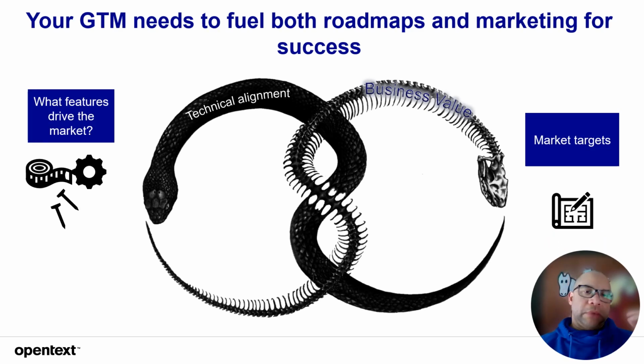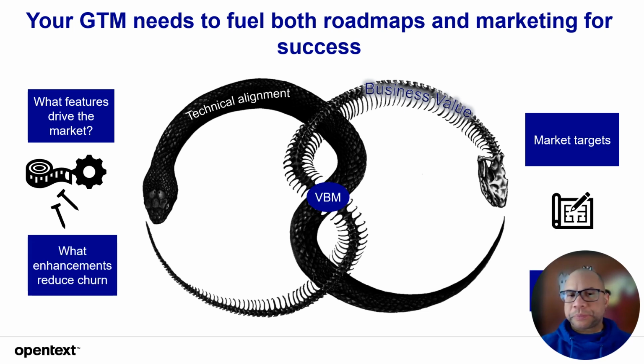So again, this fuels your roadmaps in the marketing for success. I know I mentioned it earlier, and I don't want to beat a dead horse here. And so we can think of it as two ways. One is that, from a go-to-market perspective, what enhancements reduce churn? So what are my customers actually looking for? And then would new features allow us to go into different markets? Or can we tweak this feature and talk about it a different way and go into a different market?